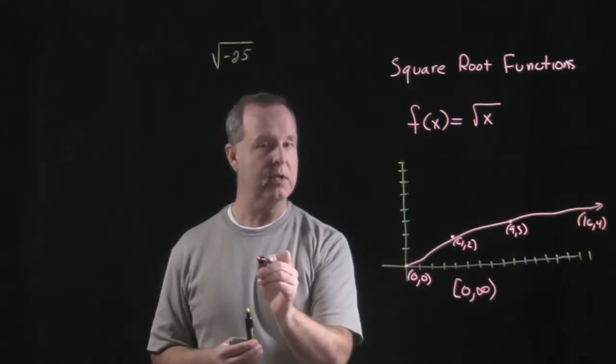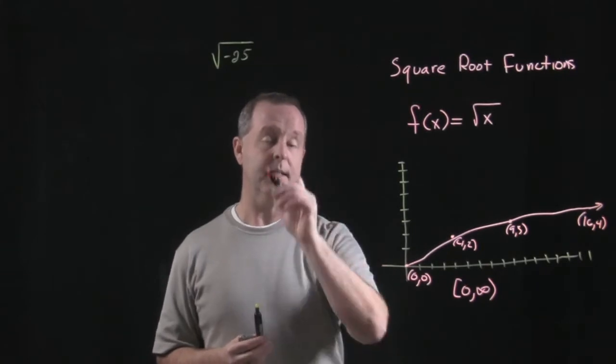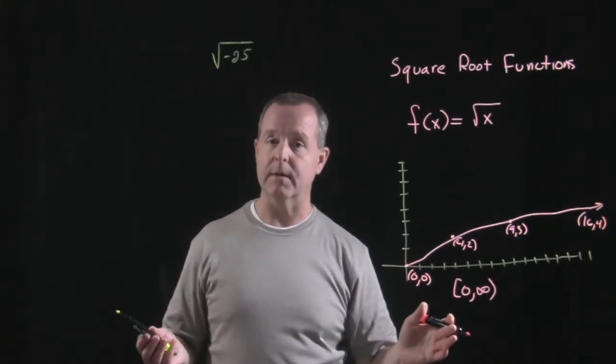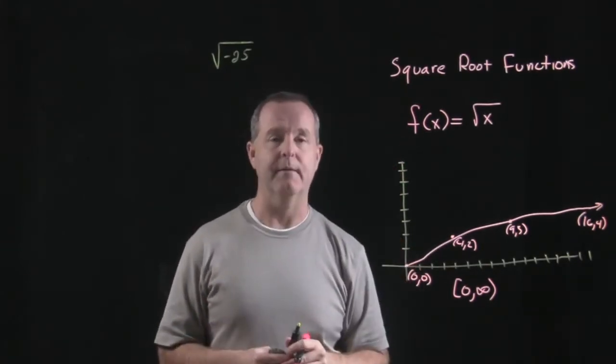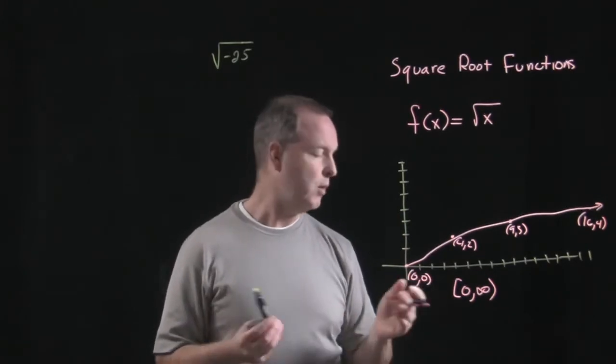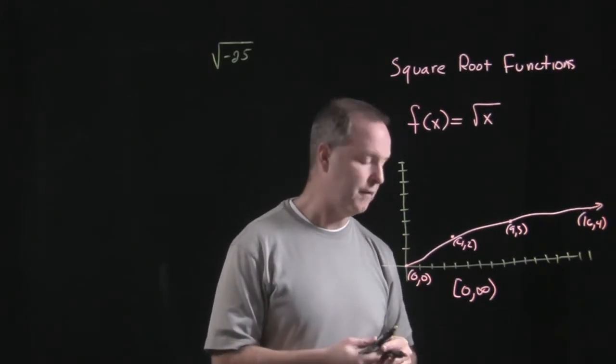Notice there's no values to the left of the y-axis because this is not defined over the course of real numbers for our values of x. So what do we do with that? Where can we go from here?